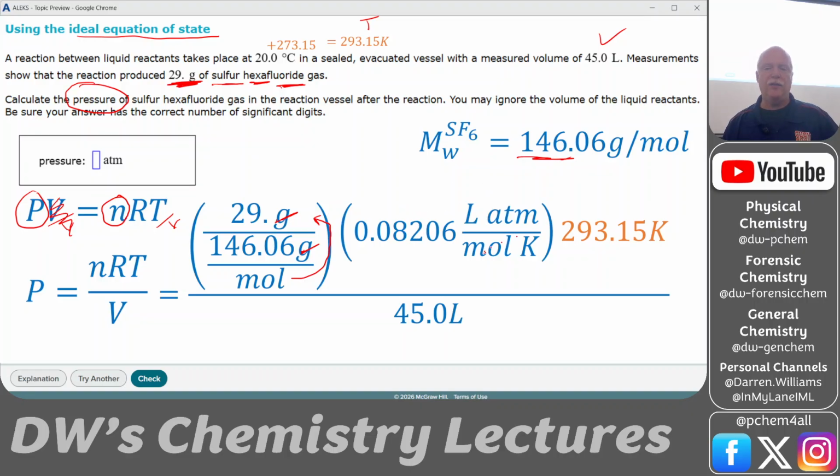And then it's going to cancel with this mole. And then we have Kelvin here, 293.15 Kelvin. That's going to cancel. See how I'm using my units? And I know if I use my units and I end up with the unit of pressure, then I've done the problem correctly. So I know I'm getting the units of atmospheres, and the problem is asking for units of atmospheres. So at least the units tell me I'm on the right track. Do all of the math and I end up with 0.11 atmospheres.